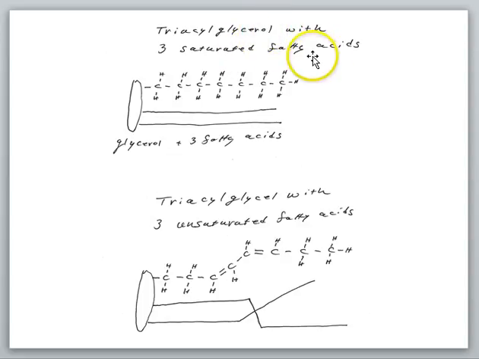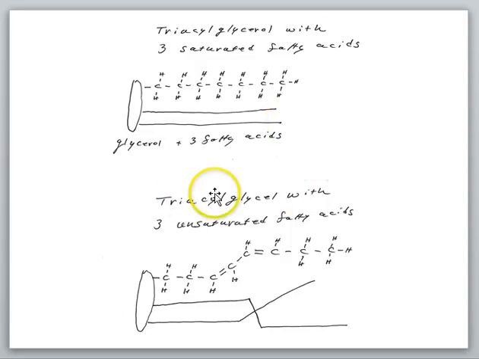Okay, so here's our triacylglycerol with 3 saturated fatty acids. Glycerol, and then notice it's all single bonds between the carbons, and each carbon has 2 hydrogens on it that form straight chains. Okay, those straight chains can lay in close together. This acts as a solid.